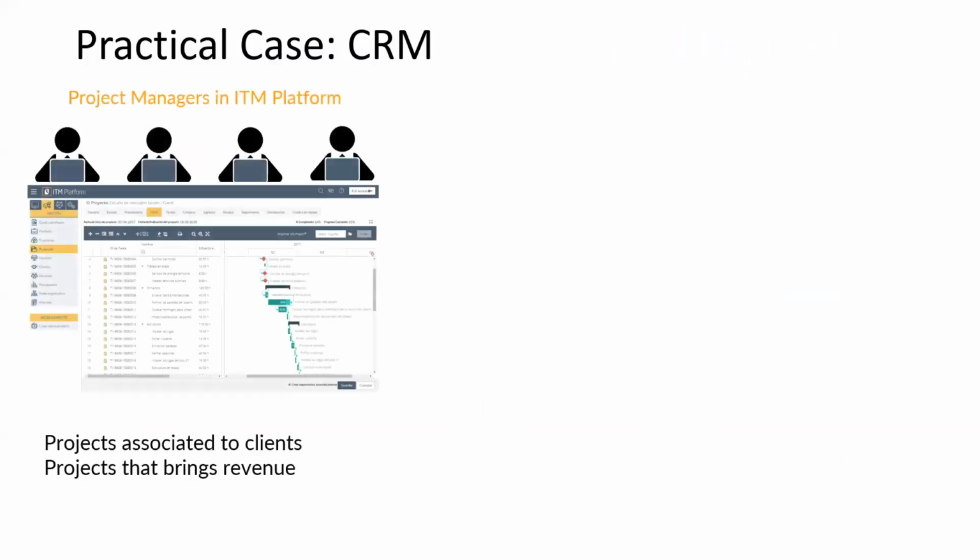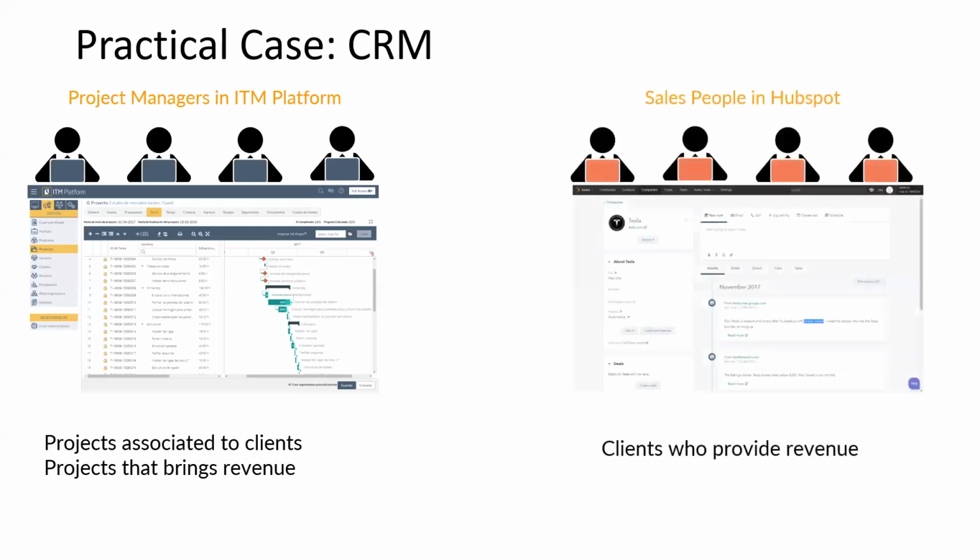Okay. For example, let me give you one case of using custom extensions. Maybe you have project managers in ITM Platform, and you have projects associated to clients, and these projects will bring revenue, right? What if you would like to see this same information updated immediately in your CRM? So if I have those clients in my CRM, one easy way of thinking this is that I would like to synchronize the data from ITM Platform into HubSpot. Right? So whenever a project is updated in ITM Platform, it gets updated in HubSpot.